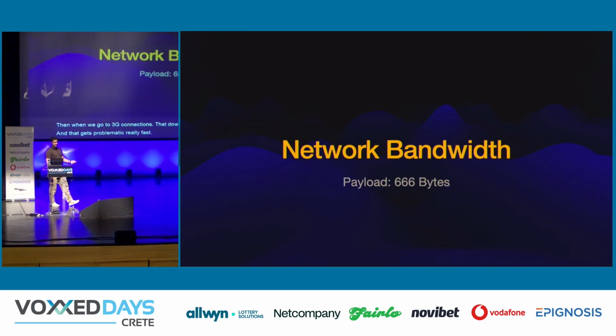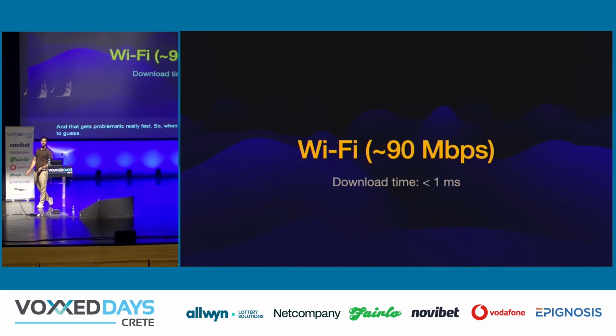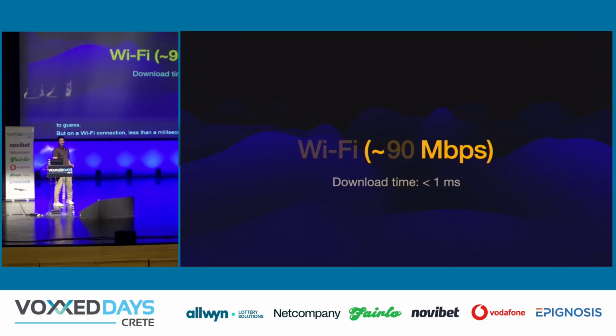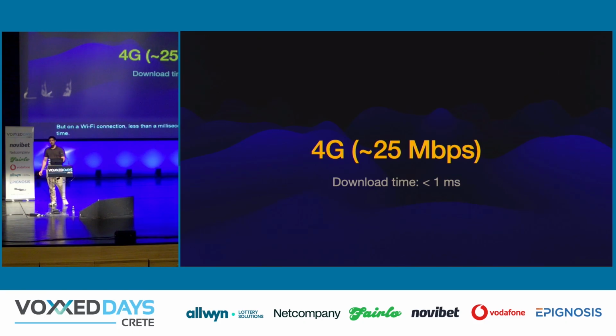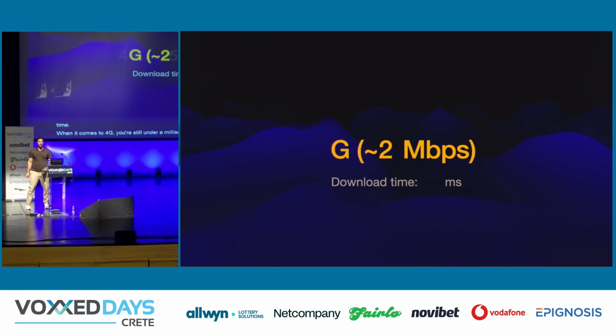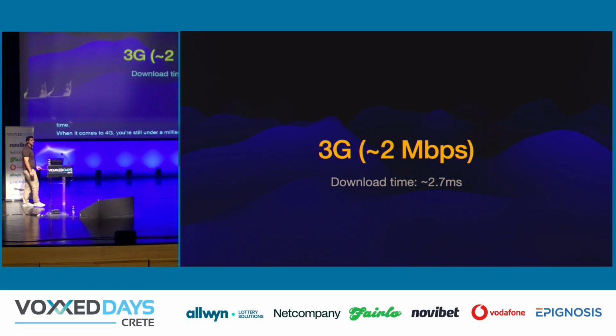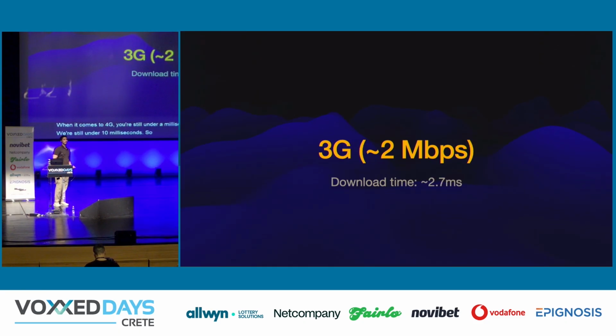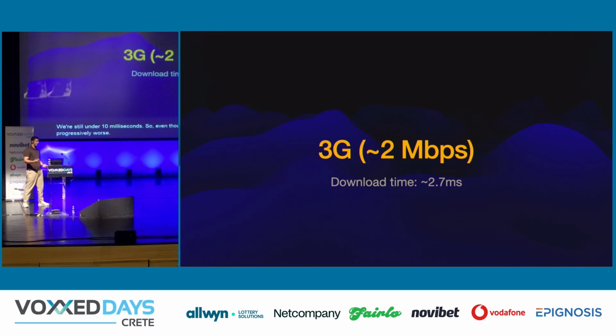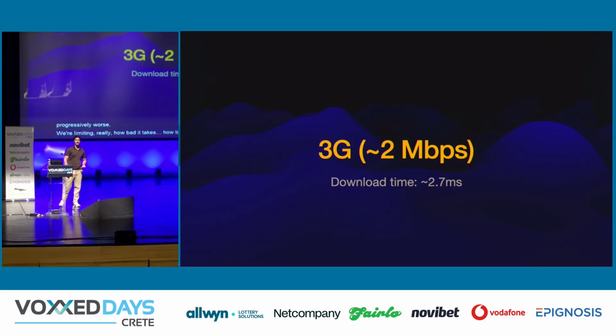So when it comes to that 666 bytes, it's very easy to guess. On a Wi-Fi connection, less than a millisecond when it comes to pure download time. When it comes to 4G, you're still under a millisecond. And when it comes to 3G, you're still under 10 milliseconds. So even though our bandwidth has gotten progressively worse, we're limiting how long it takes to download that information, and that makes a really big impact.